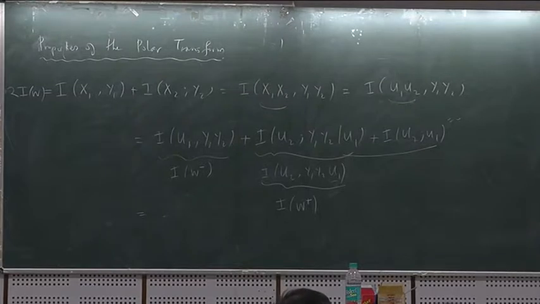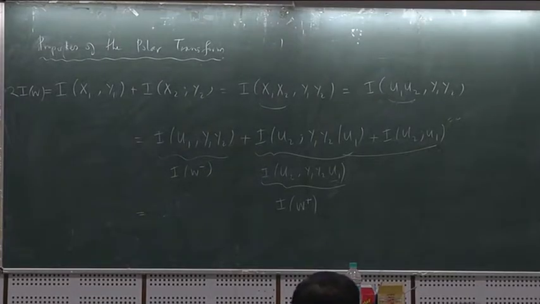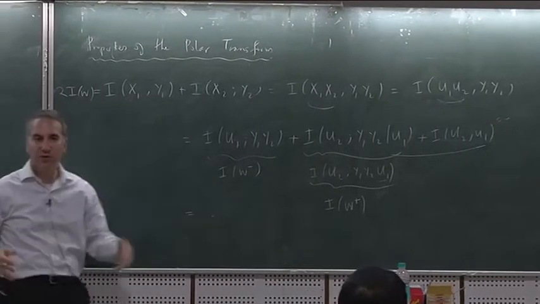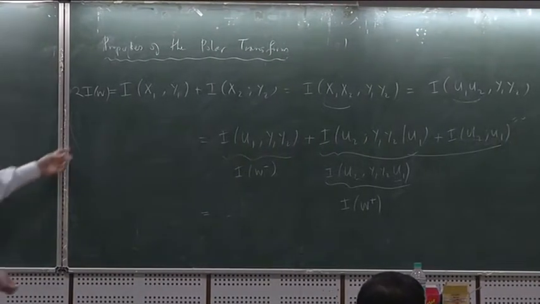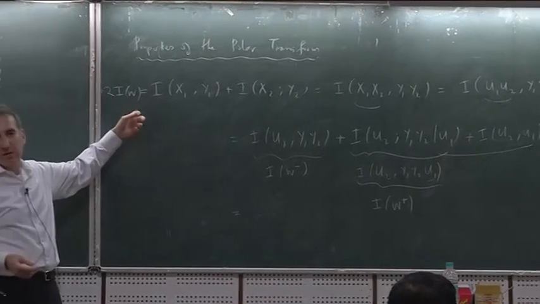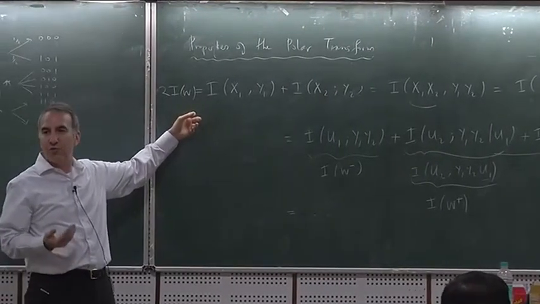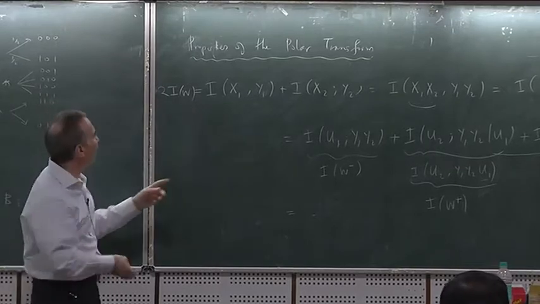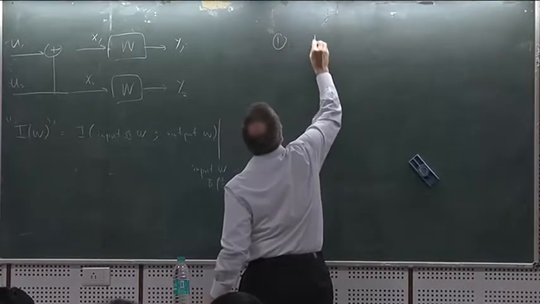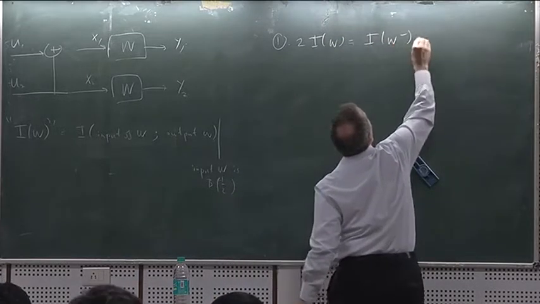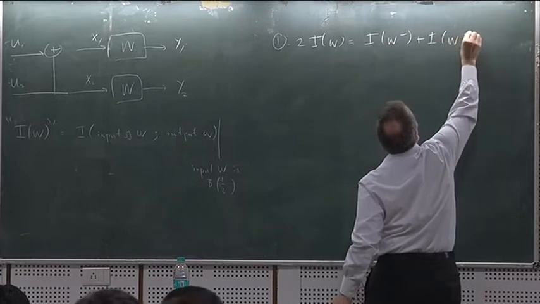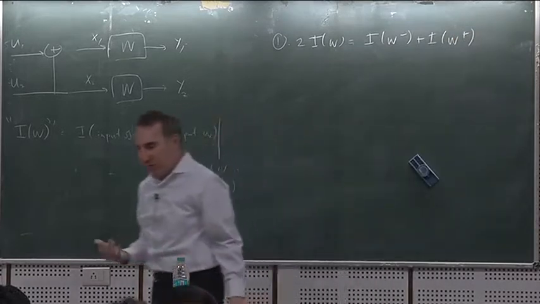Okay? So what we have obtained is the following relationship: conservation of mutual information by the polar transform. For the created channels, W minus and W plus, the mutual information is conserved across them. If you sum them up, you are no more and no less than the original mutual information of the two channels that you started from. So, property 1: 2I of W is equal to this. Okay?